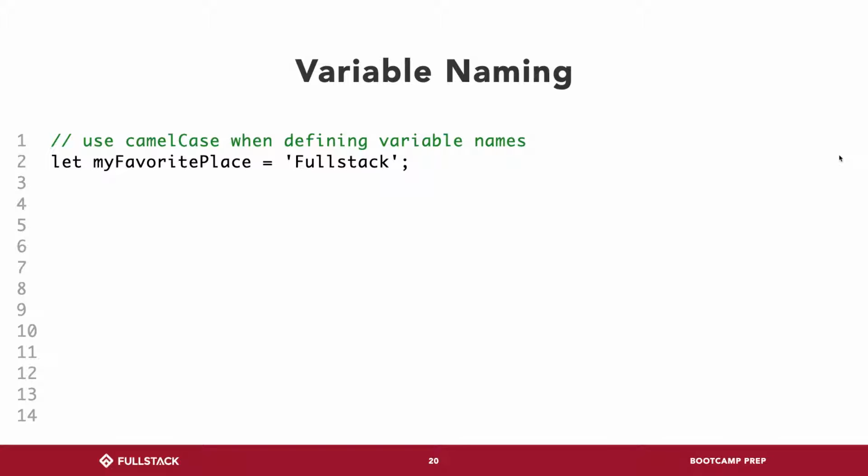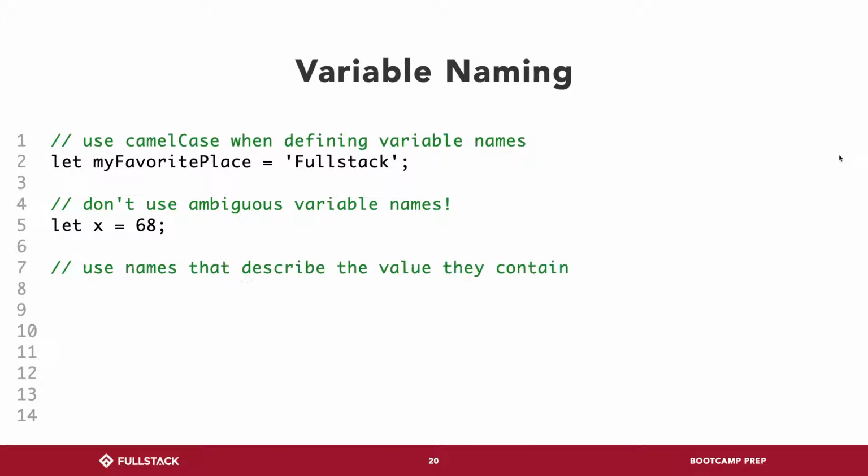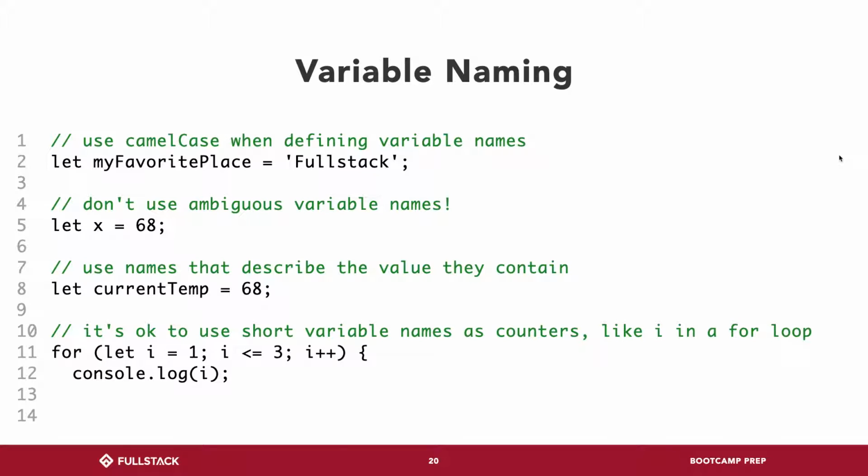So, enough about indentation. Let's talk about variable naming, okay? Unlike other languages, I can't remember what Ruby does, but I know Python does snake case. Camel case is how you name variables in JavaScript. Everything is in camel case. Camel case means that the start of every word is lowercase, but if it's multiple words, the start of those following words will be capitalized, like this: myFavoritePlace.